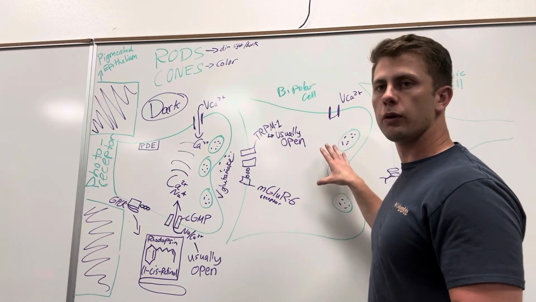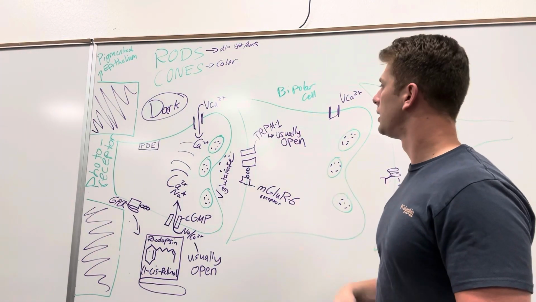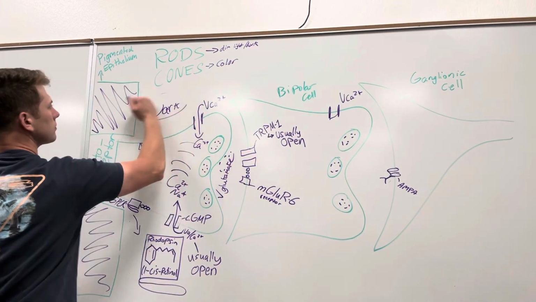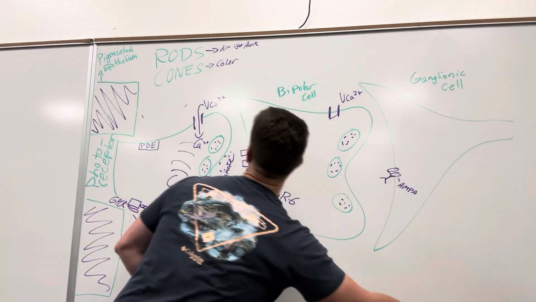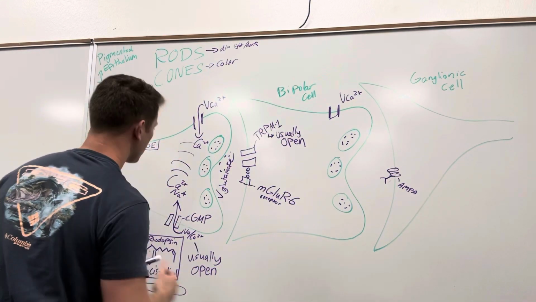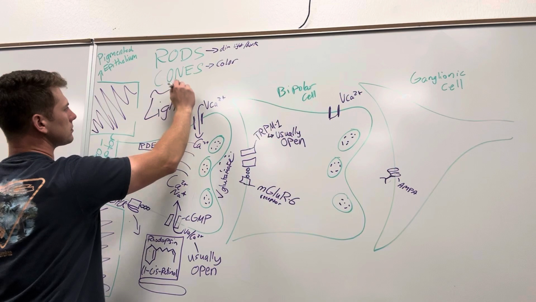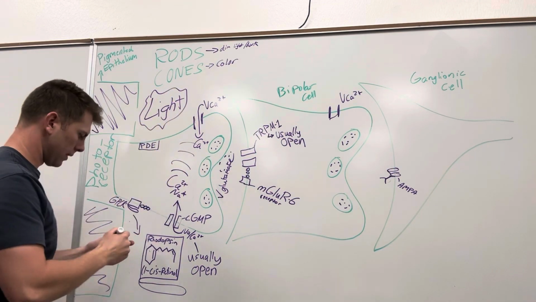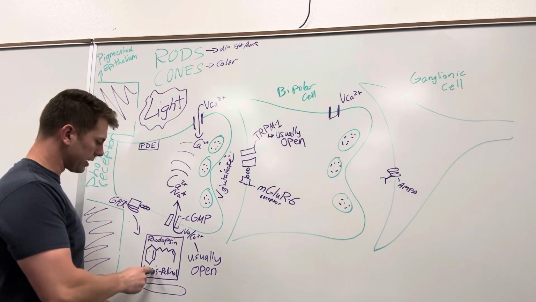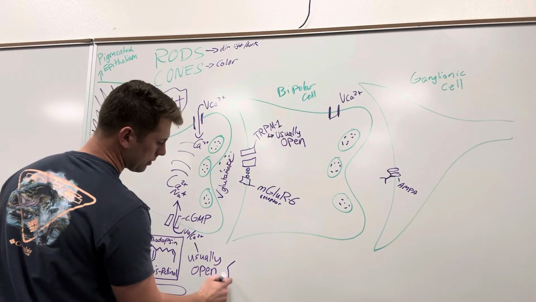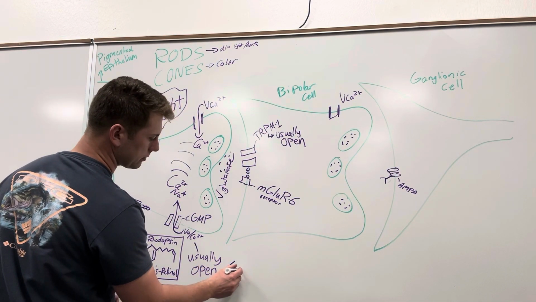So before we move on to the bipolar cell, we're going to do the light scenario. Where's my eraser? So now we have light. Light hits this 11-cis retinol and changes it. That's going to be a rough drawing.